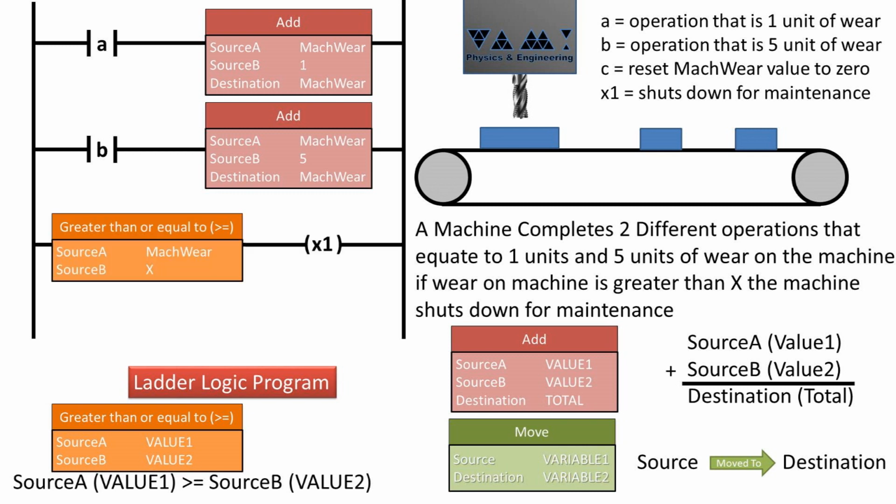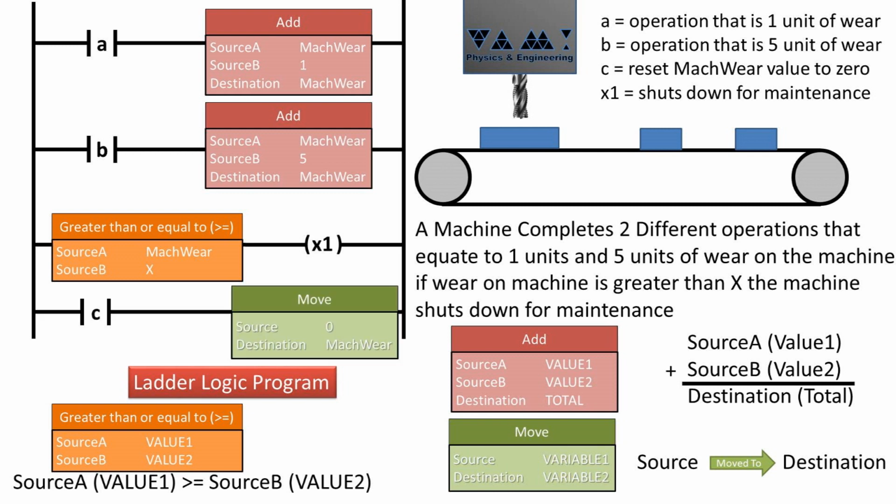Then to initiate the machine shutdown for maintenance, I used a greater than or equal to function. If the machine wear variable is greater than or equal to X, which is whatever value is deemed necessary to turn off the machine, the machine turns off. Or I should say the coil turns on, which activates the mechanisms to turn off and lock out the machine. And finally a C input, which when pressed resets the machine wear value to 0. It basically takes the value 0 and moves it to the destination of machine wear.